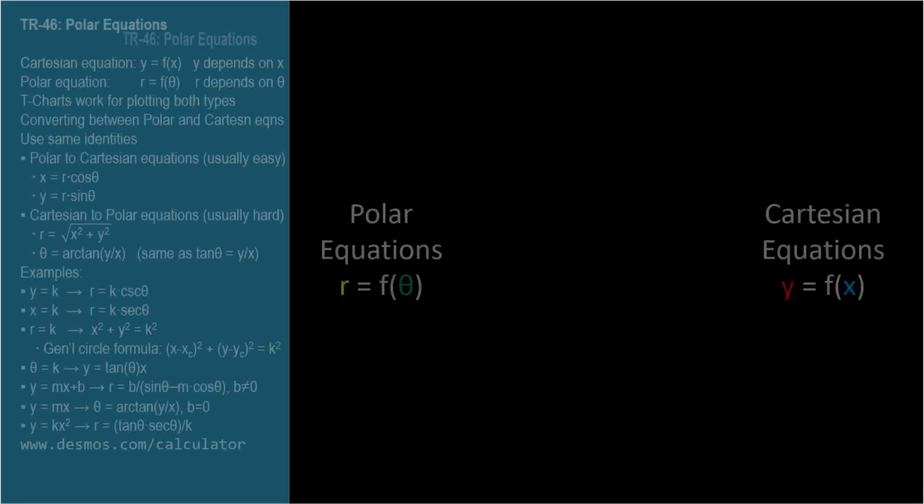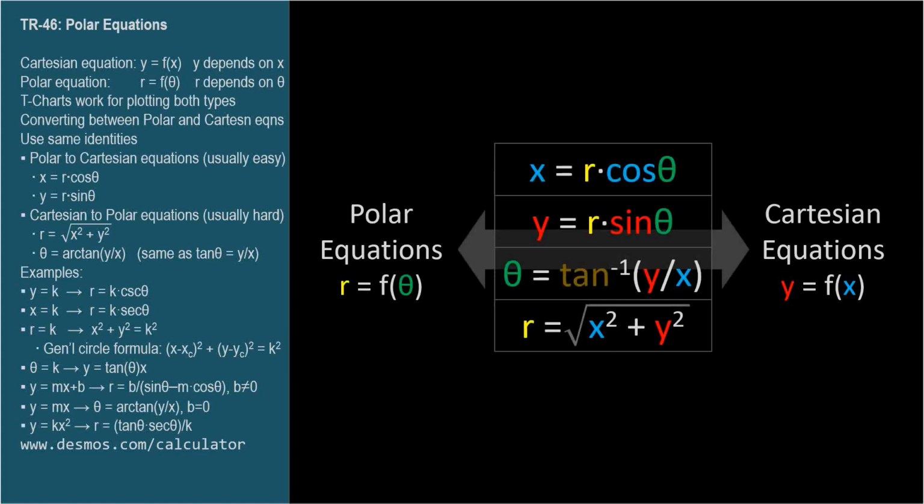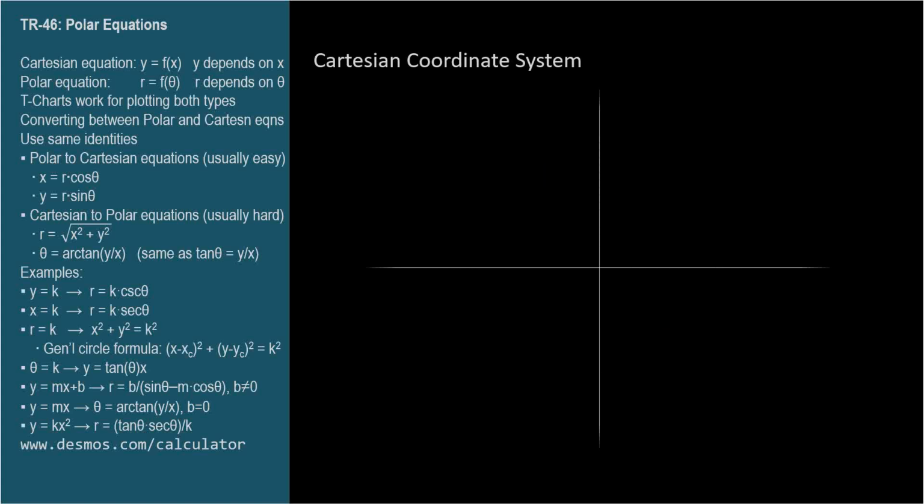In this video, we're going to graph polar equations and convert back and forth between polar and Cartesian equations using the same identities introduced in TR-45. On a Cartesian coordinate system, this line is the graph of y equals 2, a horizontal line 2 units along the y-axis. And this line is the graph of x equals 1, a vertical line 1 unit along the x-axis.